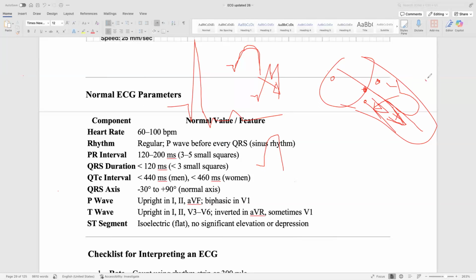Of course, if the electrodes are here, it will be like this. If the electrodes are here and the electricity is going this way, it will be like this. We will come to see it in the bundle branch block.